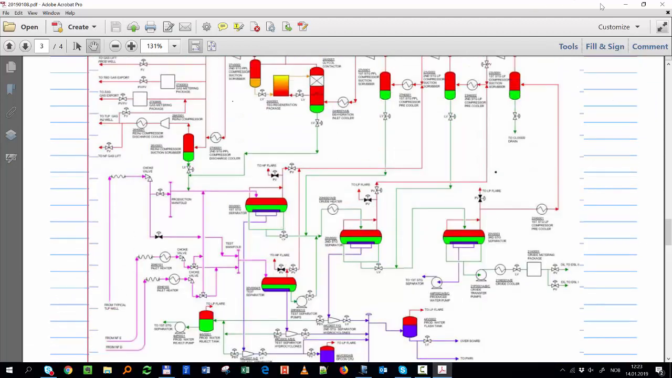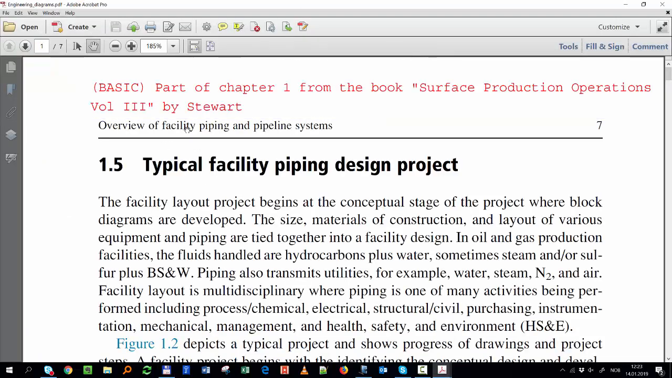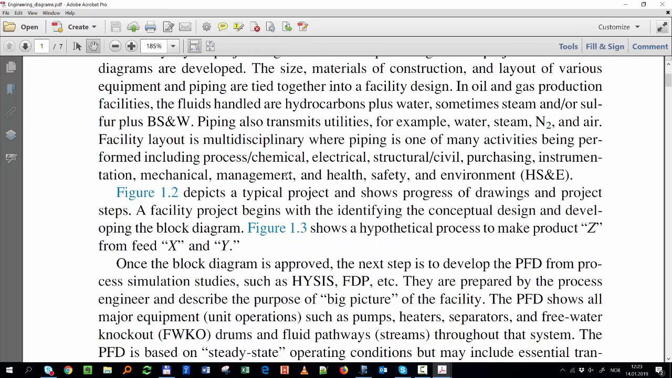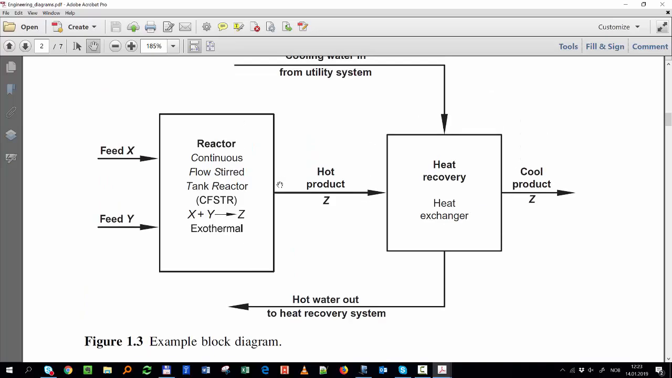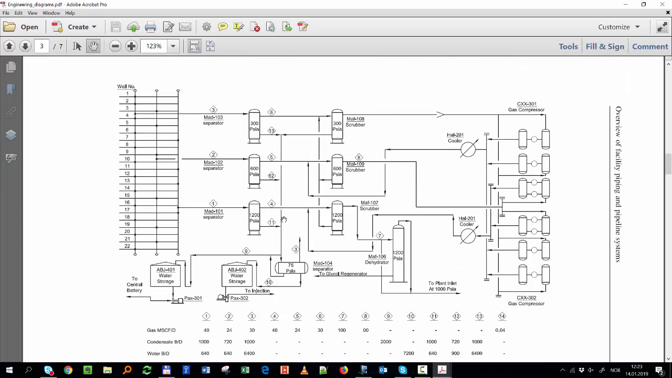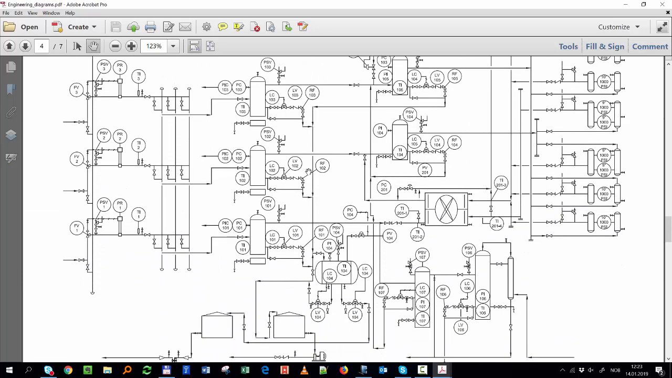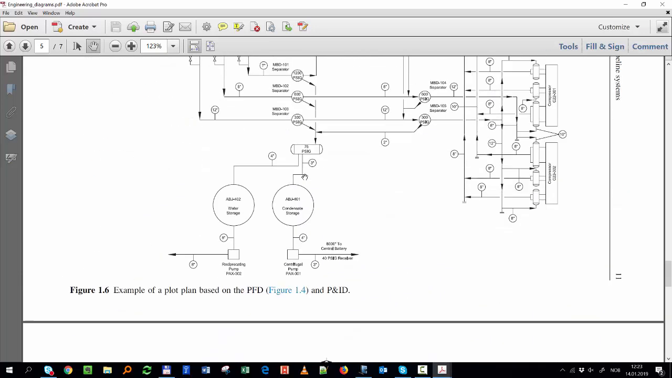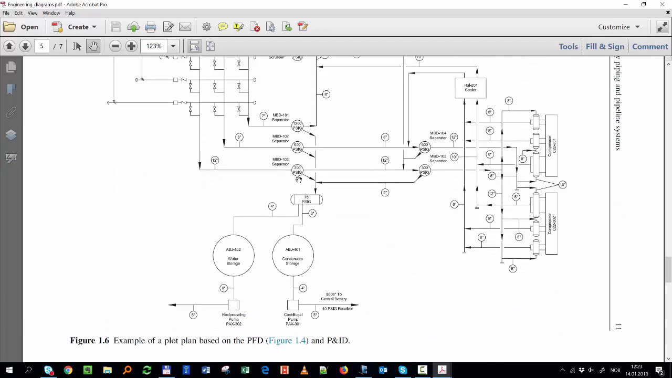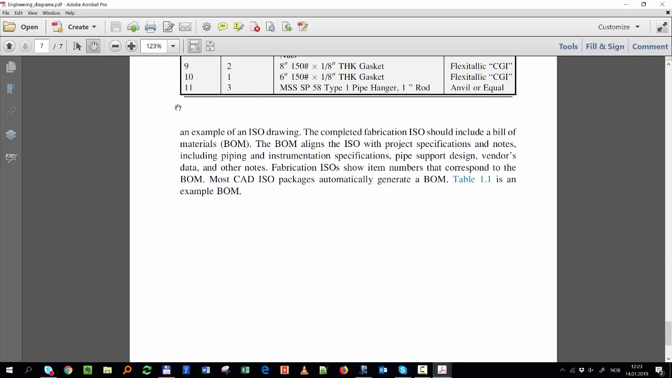I also gave you some material that I uploaded on engineering diagrams. It's a book by Stewart, Surface Production Operations, and there you see the types of diagrams that you can find: block diagram, process flow diagram, which is a variation of what we were using. Then you have P&ID, piping and instrumentation diagrams, and other types: plot plan, and then isometric. It's just 7 pages, but it gives you an overview of what kind of diagrams we can find.